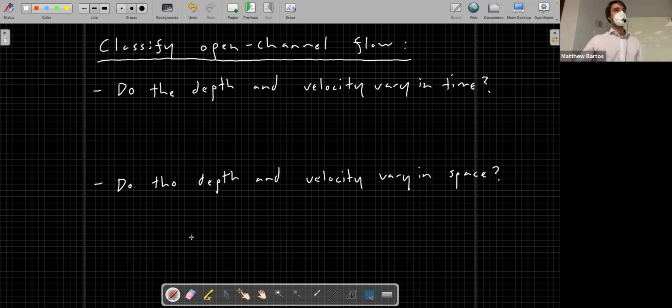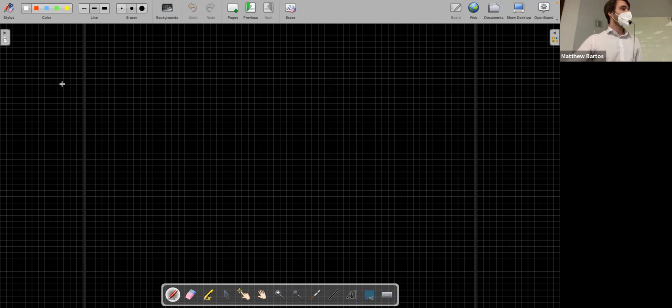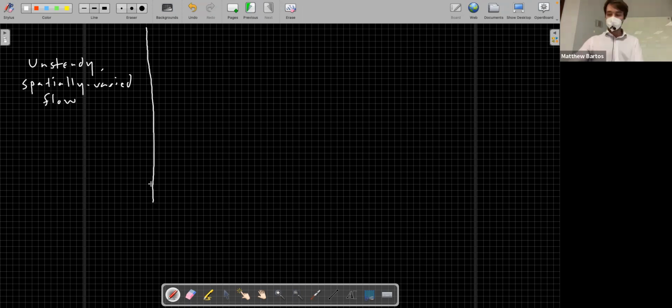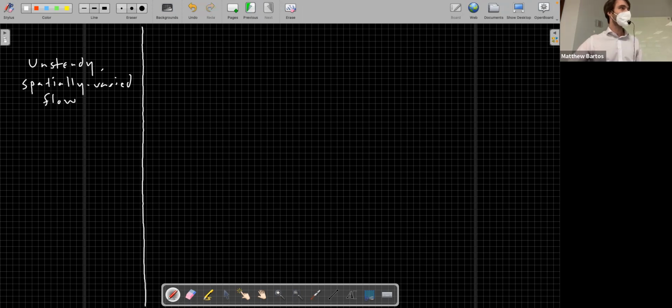We have to be very careful to use only the types of equations that apply to the problems that we're interested in. So let's review the different cases. First, let's look at the most general case. I'm going to talk about unsteady, spatially varied flow. I'm going to categorize these into whether they vary in time and whether they vary in space.